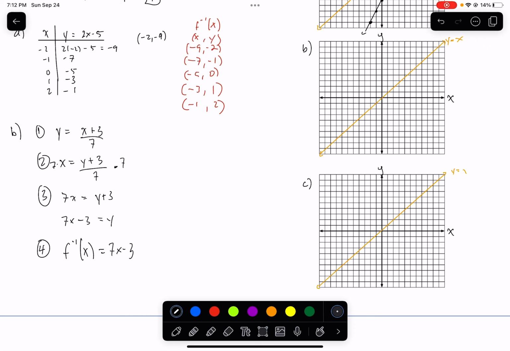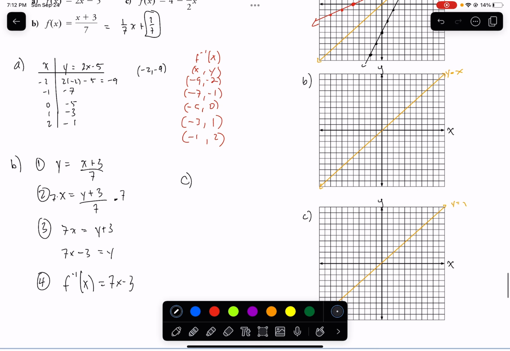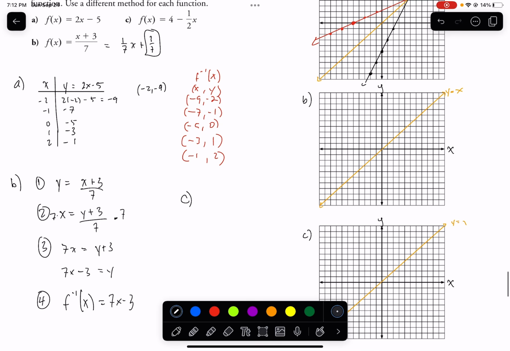However, for question C, I'm going to try my best to use this notion or this idea of the reflection in that y equals x line to produce the graph of the inverse. Okay, so we're going to take the original function, we can maybe rewrite it so that it's a little bit easier to look at. Okay, so that's saying we have a y-intercept of positive 4 and a slope of negative 1/2. Okay, so down 1, right 2.